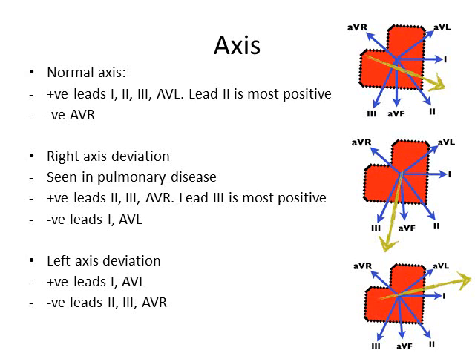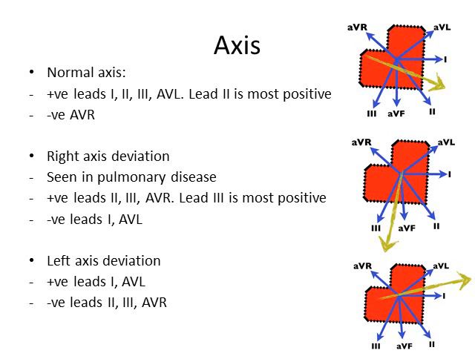And you'll get a negative AVR, because if you see that's the opposite direction. If you imagine the impulse is going this way, AVR is right out here, so it's the complete opposite of where you're looking. And then in right axis deviation, the impulse is going this way.